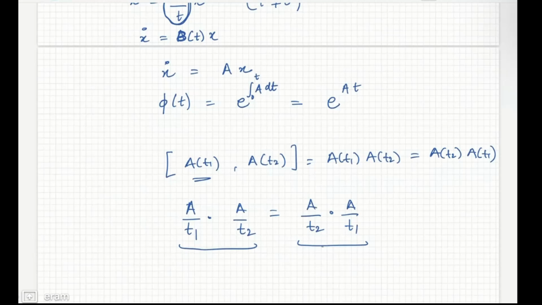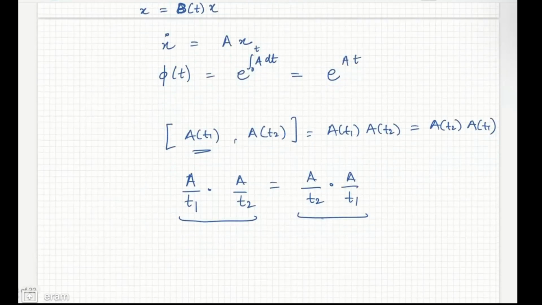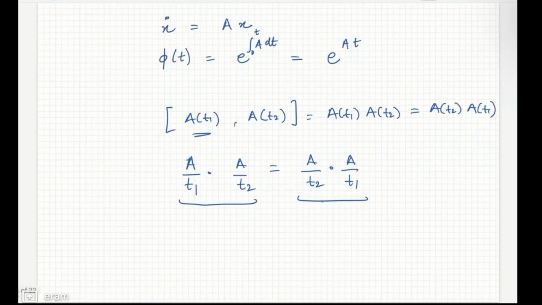Tell me, anyone? Yes, ma'am. Both are equal, obviously, because these denominator terms are just scalar values, so these both are equal to a square minus a square, right? So this will be 0.